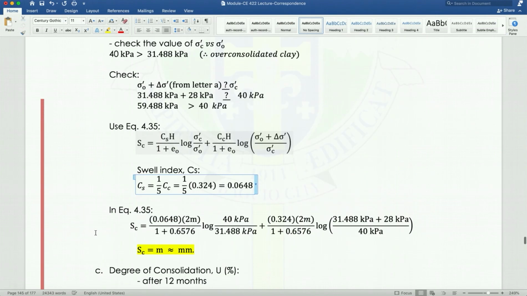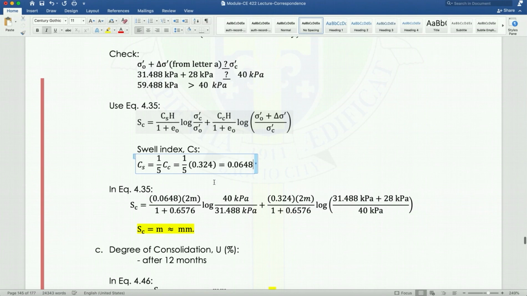Okay. Now substituting into our equation, S_c, or the primary consolidation, is equivalent to 0.0755 meters. And that is equivalent to 75.5 millimeters. That is for the primary consolidation.